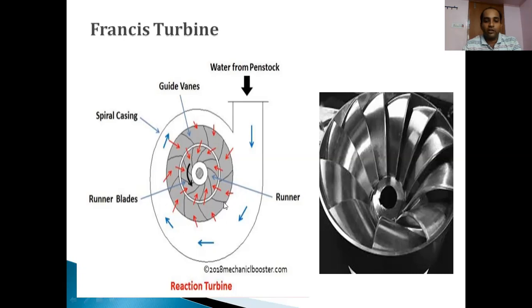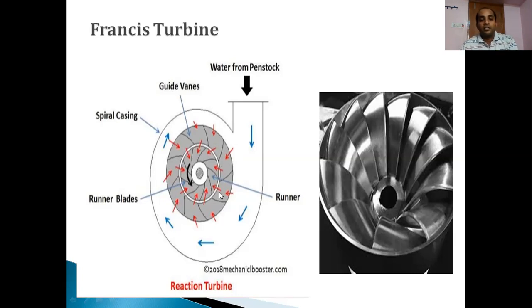You can see here there are arrow marks, which means the water is entering uniformly, radially. We call it radially, which means an equal amount of water is entering through all the sides. That is the reason the name given for this casing is spiral casing. You can see the cross section area of this casing. Here you can see it is decreased and it goes on increasing. Why? To see that an equal amount of water enters from all the sides.